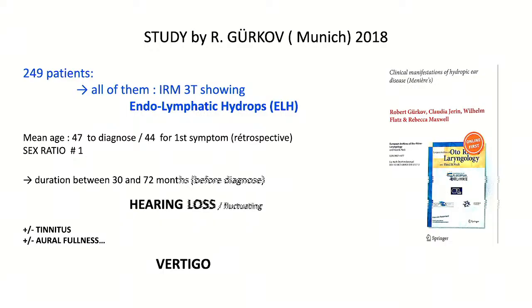Vertigo, aural fullness, tinnitus, hearing loss, mixed or fluctuating. All of them underwent MRI examination with the protocol. So there are people with symptoms and a positive MRI.